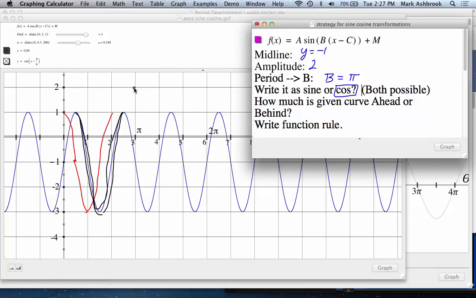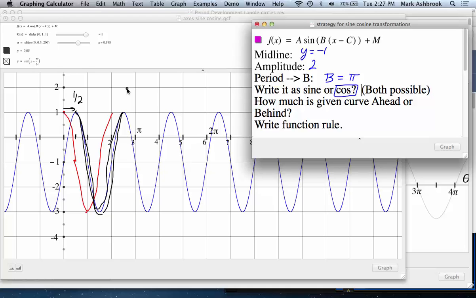So that cycle of our graph, the one we're writing the function for, is it ahead or behind the red one, which is cosine by itself? It starts later and ends later, so therefore it's behind. It's coming later. And by how much? A half, right? So this is 0.5 on our x scale. It starts 1/2 unit later.